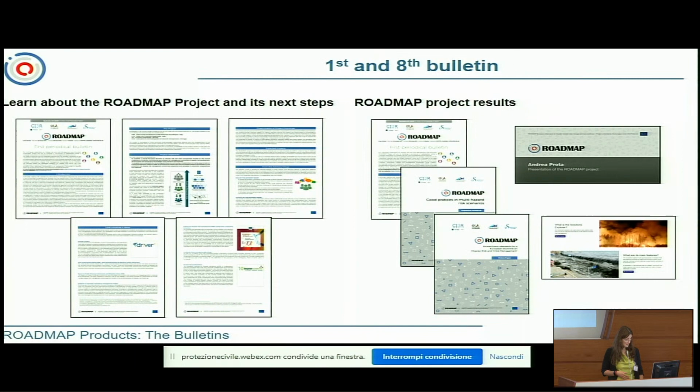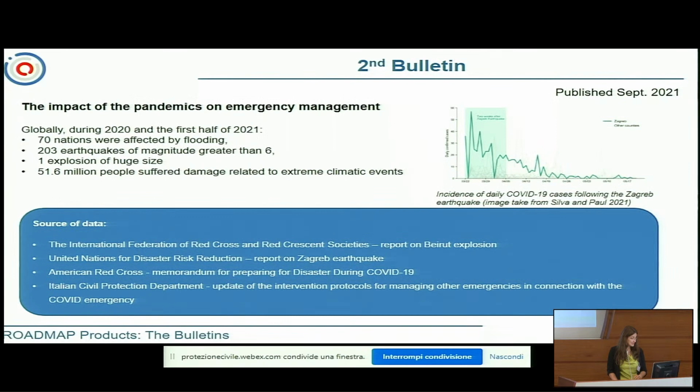In this slide, and in the following slide, I will briefly show you the main data of each bulletin. The first and the last, as I said before, are dedicated to the project. In the first bulletin, we presented the project, the outcome, the expected impacts, the consortium, the committee, and so on. In the last, we will present the results of the project with the conclusion of these days, this workshop. The second bulletin is dedicated to the impact of the pandemics on emergency management.